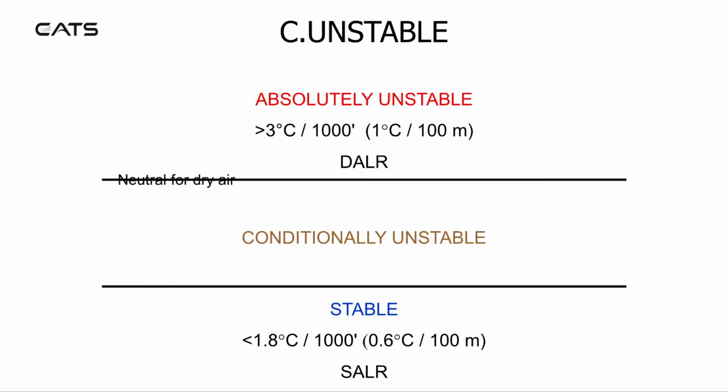Stable or conditionally unstable. This is a method of determining whether a parcel of air is stable, conditionally unstable, or absolutely unstable. The dividing lines are the saturated adiabatic lapse rate and the dry adiabatic lapse rate.